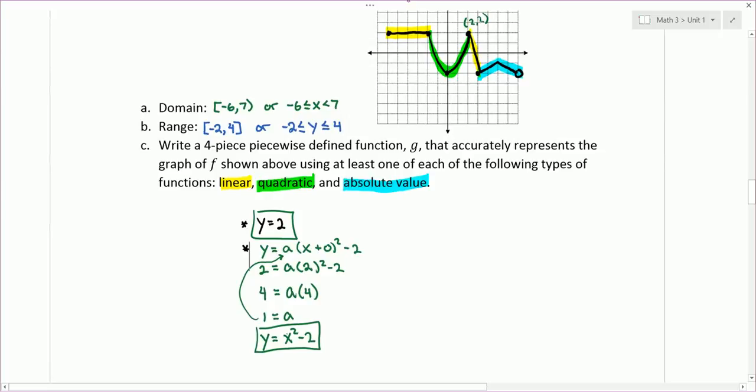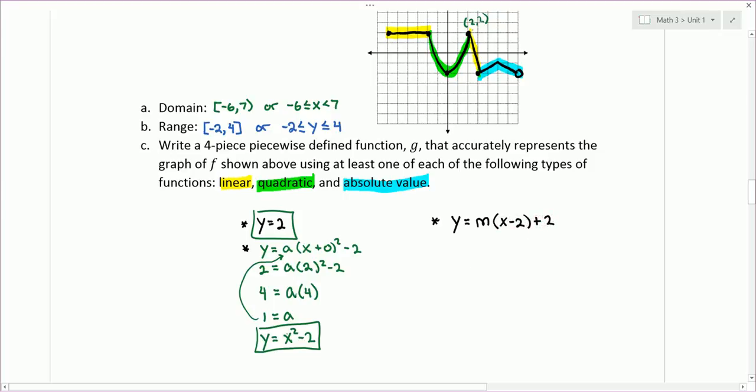Third piece is another line. I'm going to start at the left endpoint, the (2, 2). We know that the parent graph goes through the (0, 0). So this thing has been moved to the right 2 units and up 2 units. So y equals some slope, and we'll figure that out in a second. But it's been moved right 2 units and up 2 units.